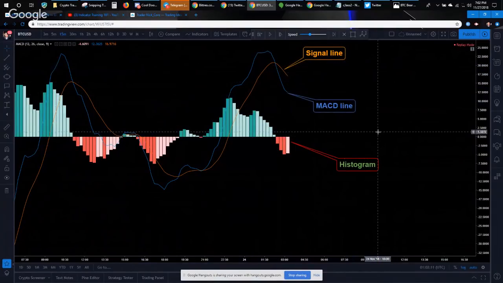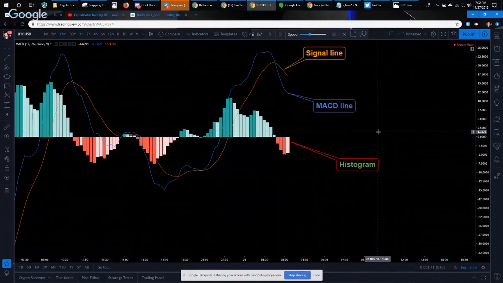So you have the MACD line. We won't get into too much of how this moves. But generally, you want to look for the MACD line, which is your blue line, crossing over your signal line. Now, what the histogram does is it plots the difference between the MACD and the signal line. If the MACD is above the signal line, the histogram will be above the MACD's baseline. If the MACD is below its signal line, the histogram will be below the MACD's baseline.